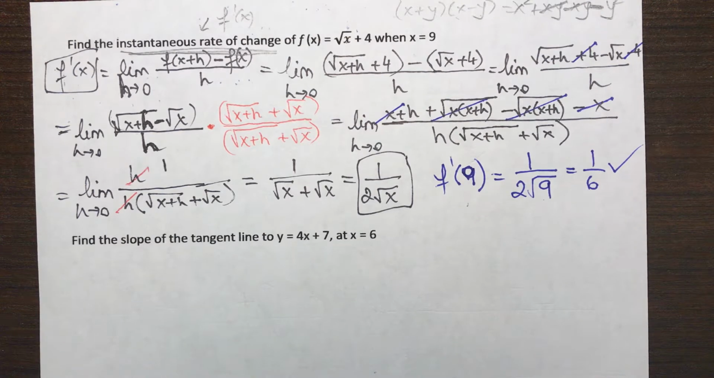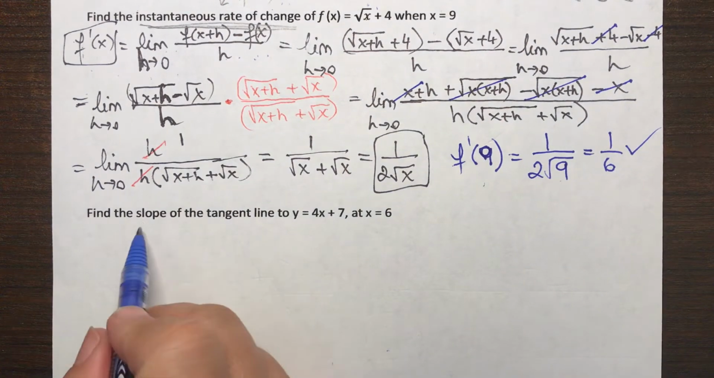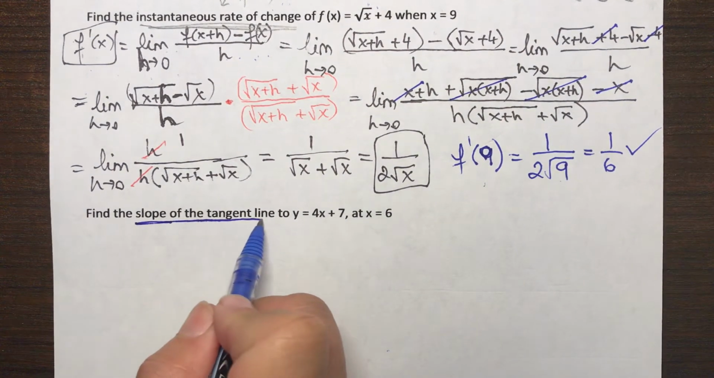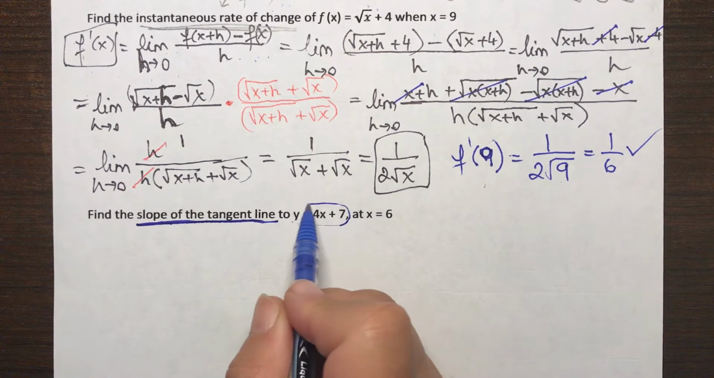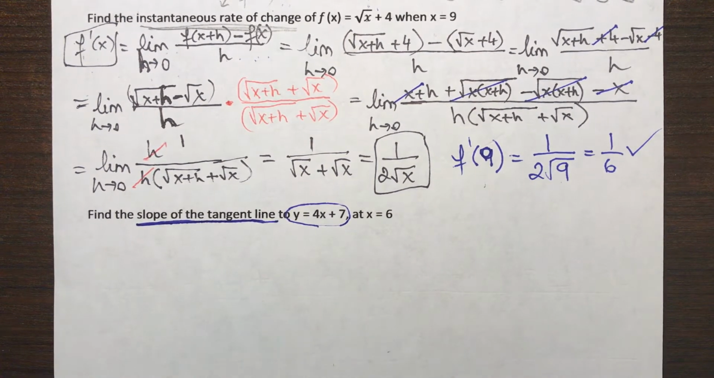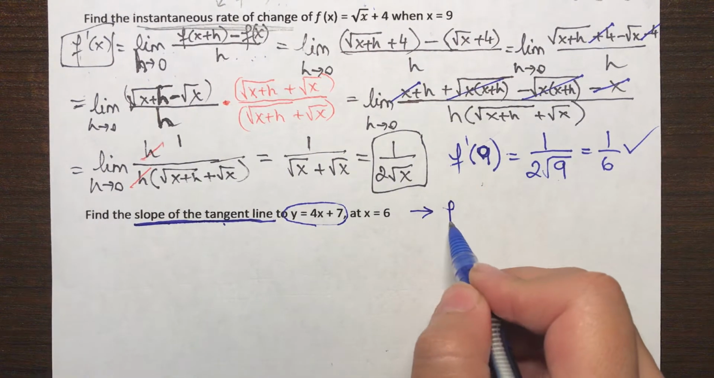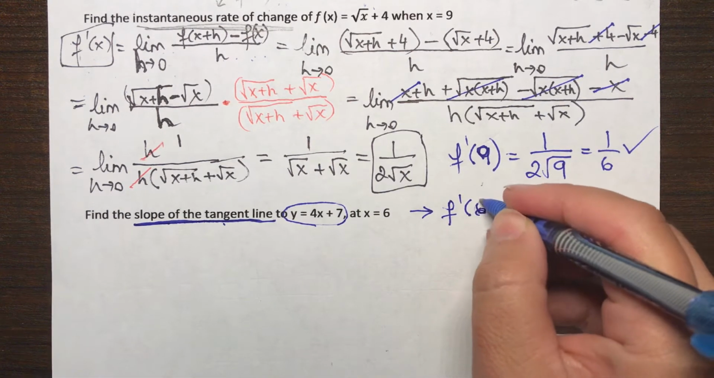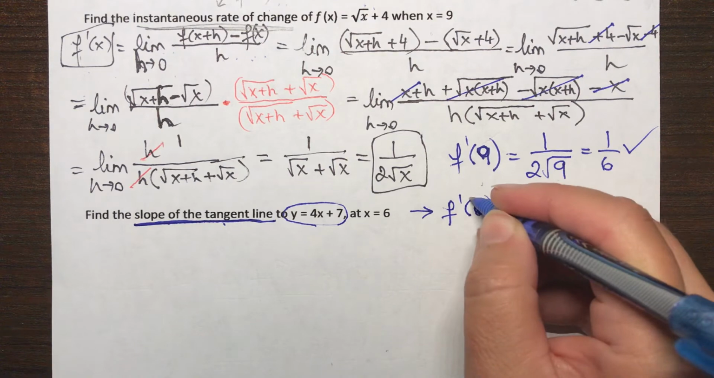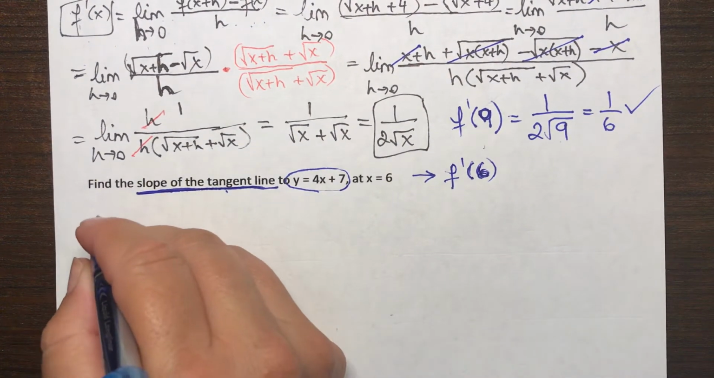So we're going to do the same thing, but I'm asking you a different question, and the different question is that I'm asking you to find the slope of the tangent line to this function when x is equal to 6. Great. What does it mean to find the slope of the tangent line? It means to find the derivative, right? Where? At 6. Okay. So let's find the derivative first.